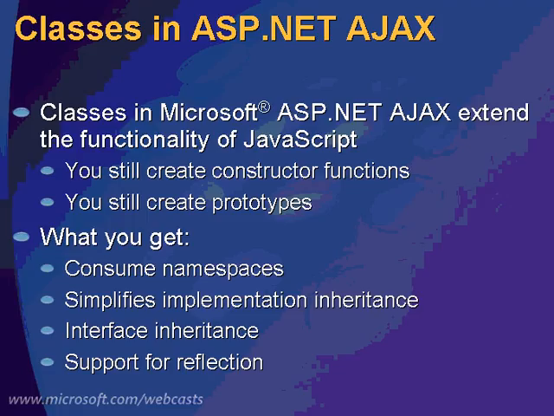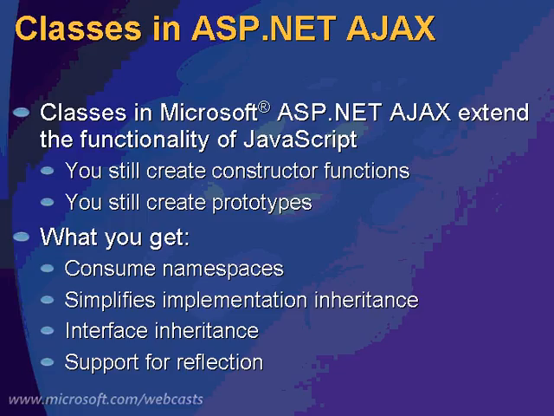Well, classes in ASP.NET Ajax extend the functionality of JavaScript, meaning we still create constructor functions and we still create these prototypes. So if you've been creating some classes or following some of the online examples, you've probably seen the constructors and prototypes and maybe didn't know that those were really the JavaScript way of doing it. We still do that, but we do some additional things, which I'll show you in a minute, to allow us to do things like reflection against our classes and to keep from colliding.